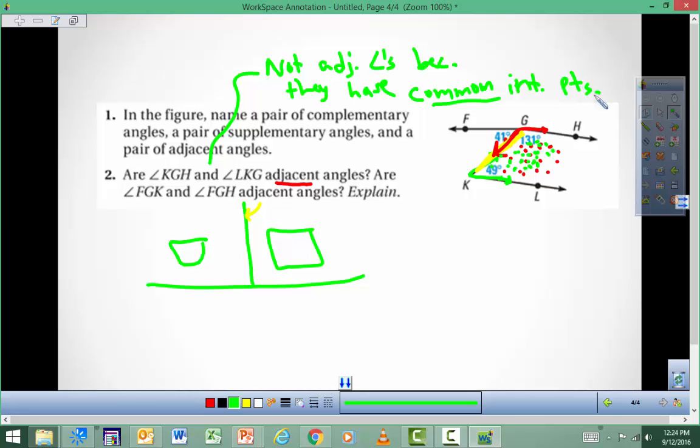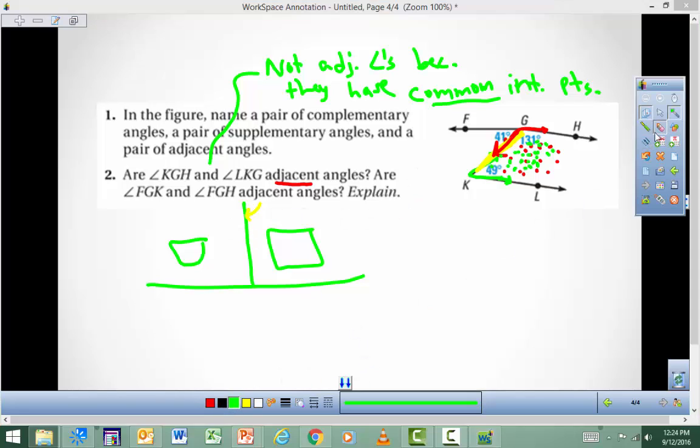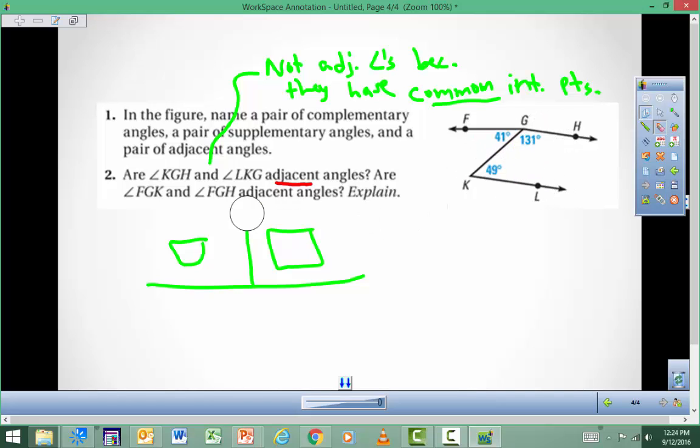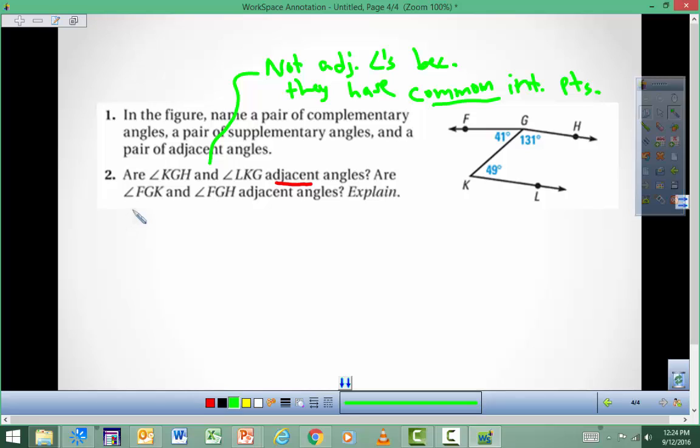All right. How about this next one? Let's erase a little bit and see if we can answer this next question. How about these two angles? FGK. FGK is this one. Okay. And FGH. Well, FGH is this one.